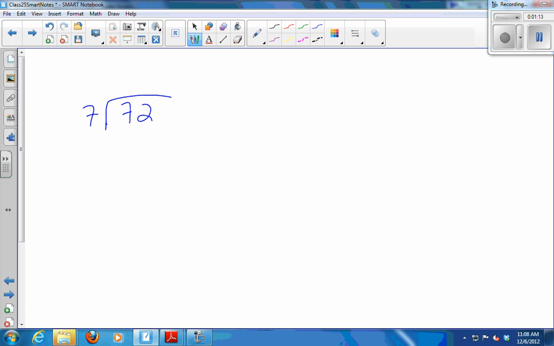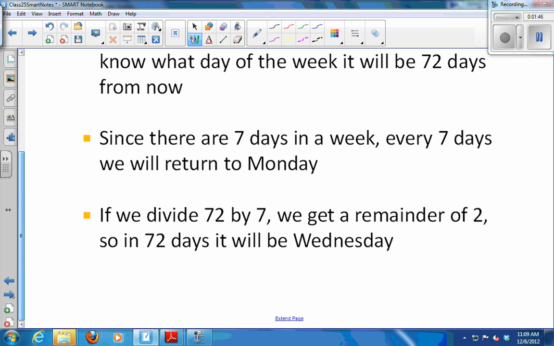Okay, so if we do 72 divided by 7, 72 days from now, divide by 7 days in a week. Well, 7 goes into 7 once. Subtract, bring down the 2. 7 goes into 2 no times, right? So this is my remainder. It's 10, remainder 2. So 10 weeks and 2 days later, it'll be Wednesday. So 72 days from Monday is the exact same day as it would be 2 days from Monday. It's 10 weeks later.